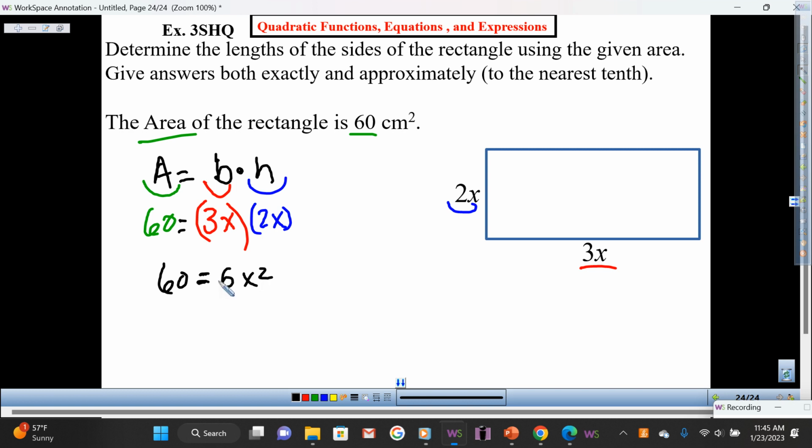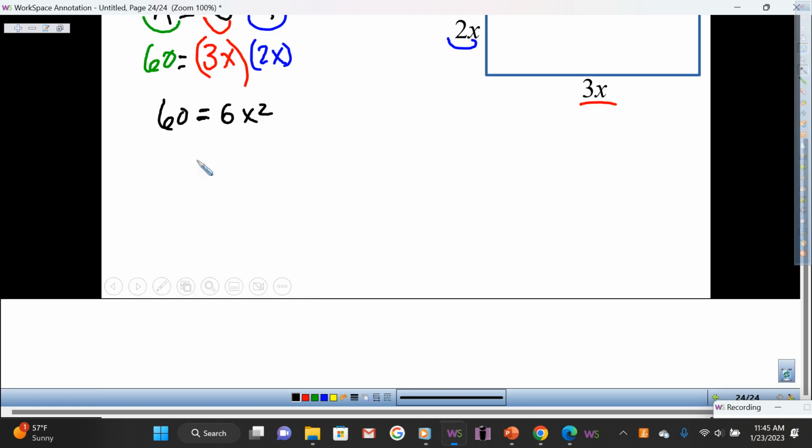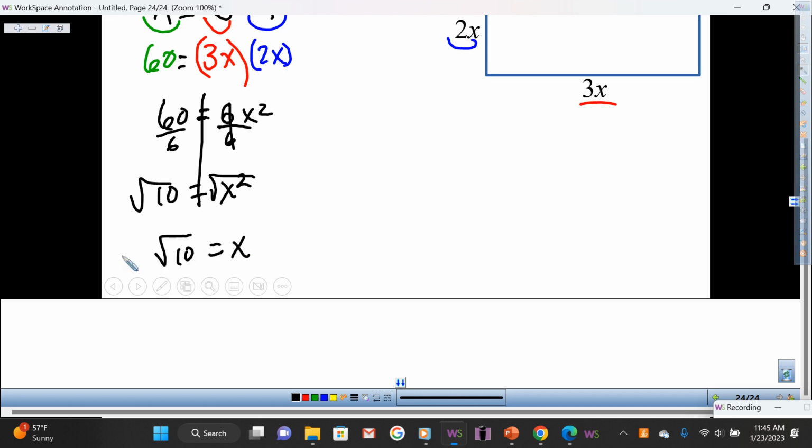What method do you guys want to use for this one? Square roots, okay. You sure you guys don't want to use the quadratic formula or something? No? Okay. Divide by 6. 10 equals x squared. Of course, square root. Square root of 10 equals x. Now, this is what I want you to do right here. Look up. Label this one exact.